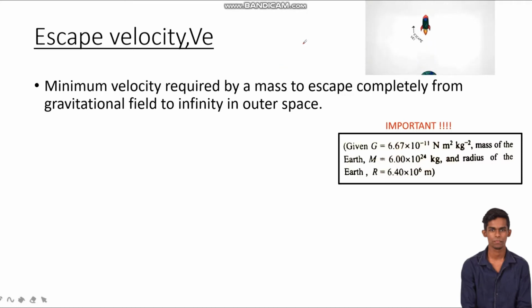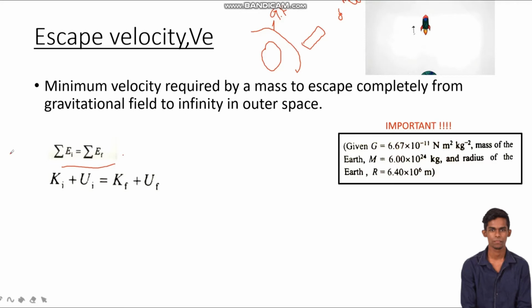So consider a rocket going to the moon, which is in outer space. It should overcome the gravitational field. Okay, this is the gravitational field. So how do we find the escape velocity? Simple, we apply the principle of conservation of energy, which tells us that the total energy initially is always equal to the total energy finally.